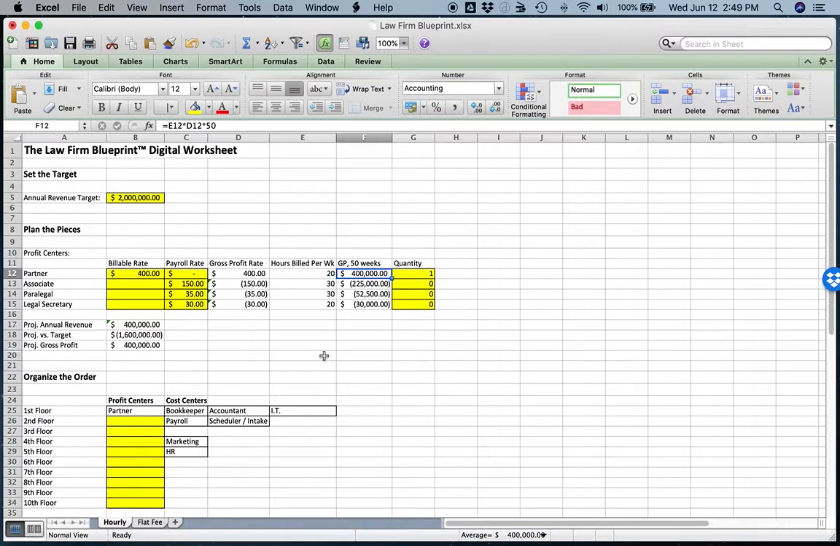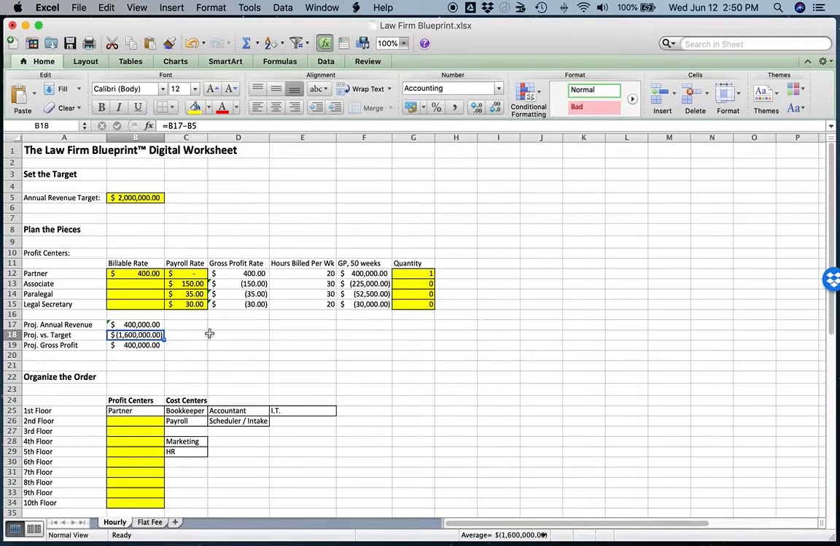We're making $400,000 if that person is at max capacity. And currently we have one of those in the firm. We could do the same thing for associates, paralegals, and legal secretaries, but right now we don't have any of those in the firm, so the quantities are zero there. So you can see our projected annual revenue with one partner billed out full time is about $400,000, which means that we are short about 1.6 million versus our target.